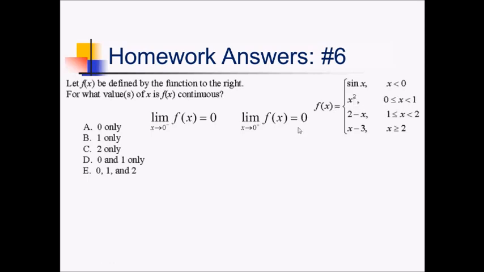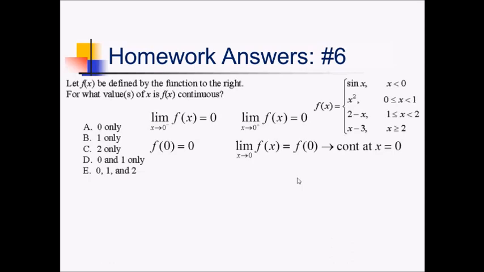And then the function value is just the same as the right side limit because we have the equals there next to the 0. So that's also 0 for f of 0. Since the limit at 0 and f of 0 match up, that proves that we are continuous at x equals 0.